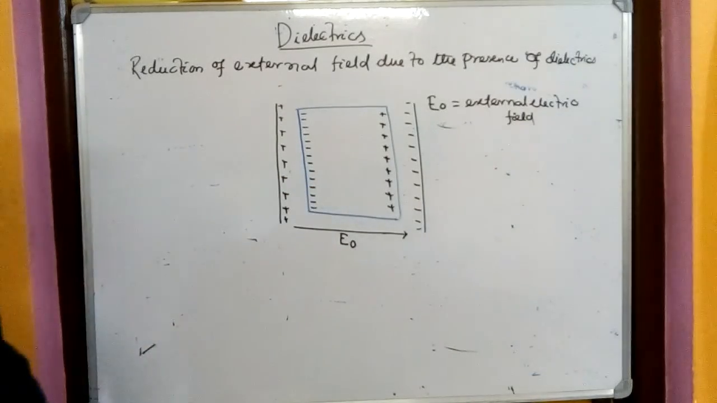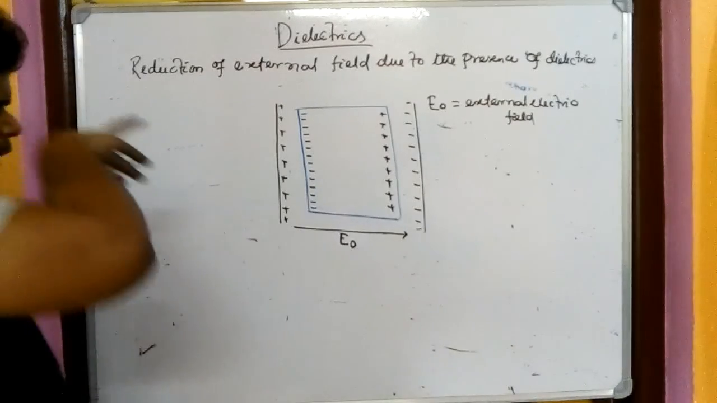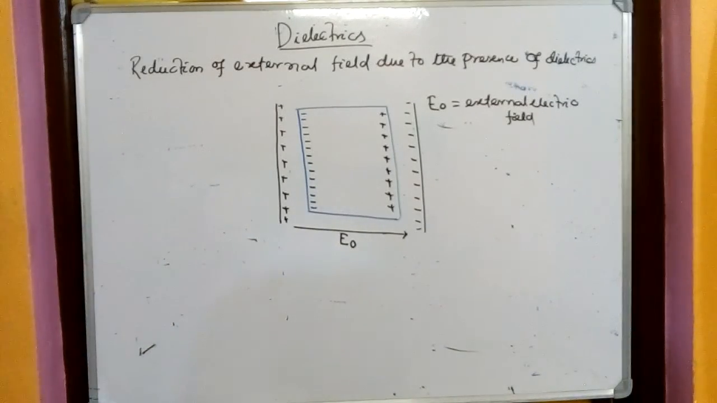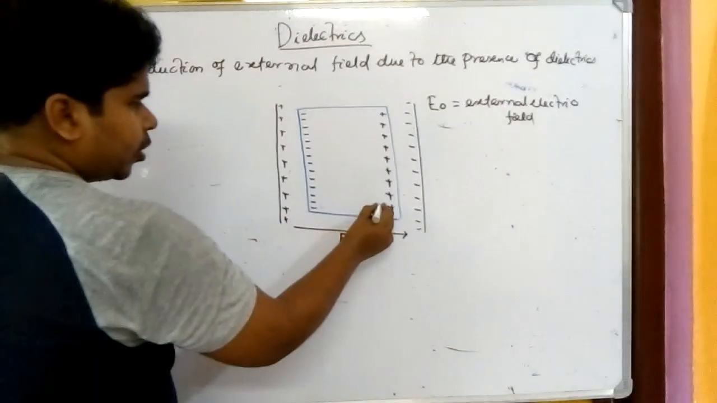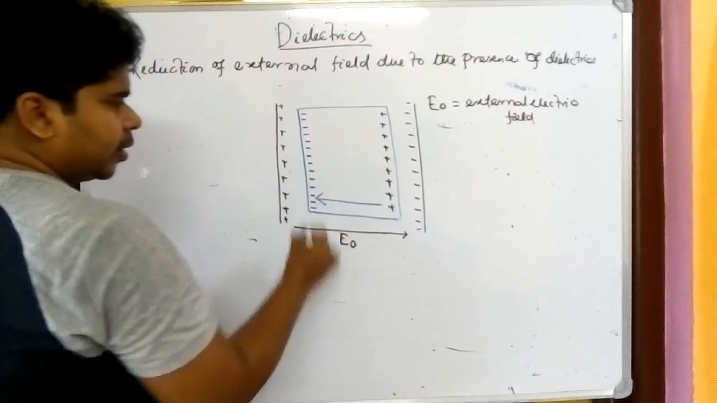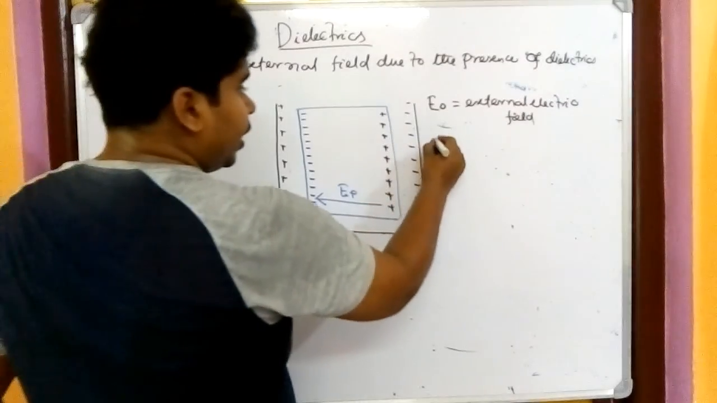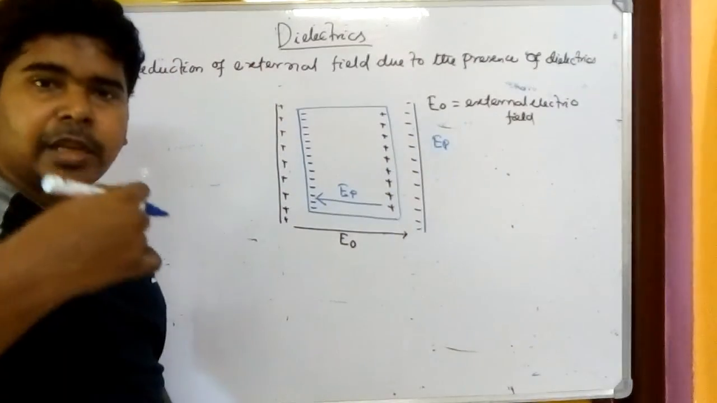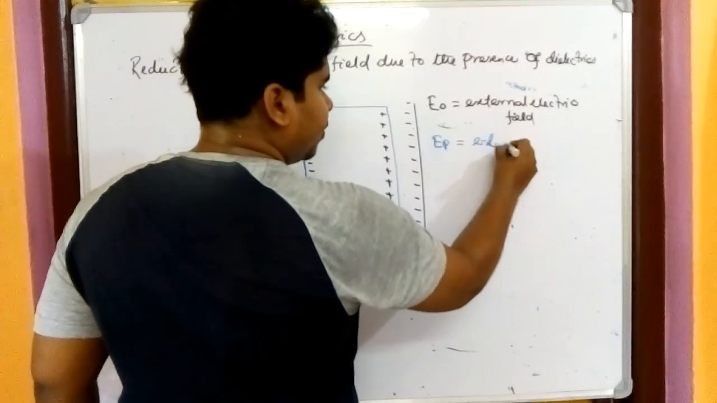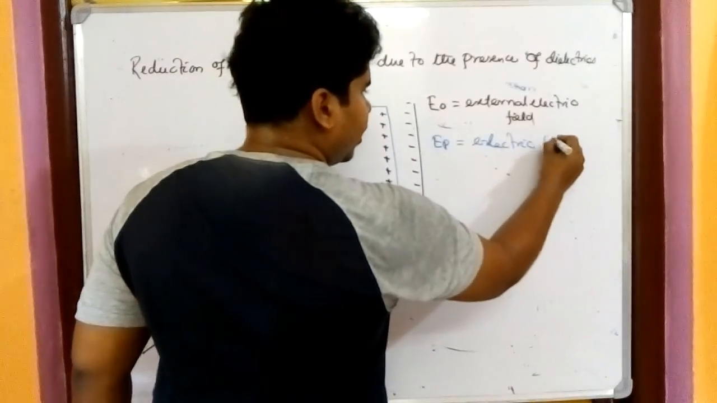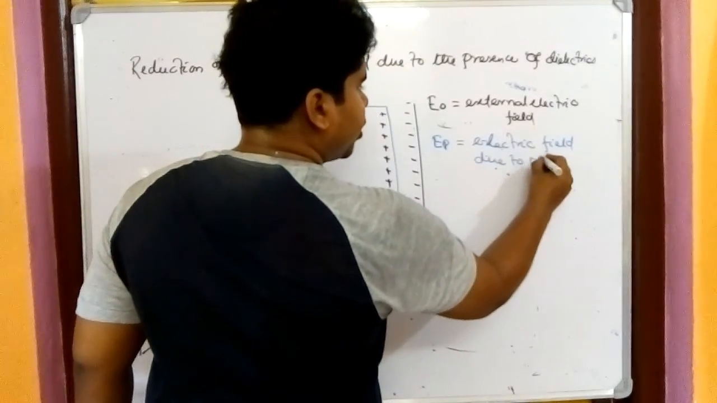The poles have been formed, and in this case you see the direction of polarization is exactly opposite to the external electric field we have given. Here it is positive, but here the positive is in the opposite direction. So this is, we can say, EP. What is EP? EP is the electric field due to polarization.